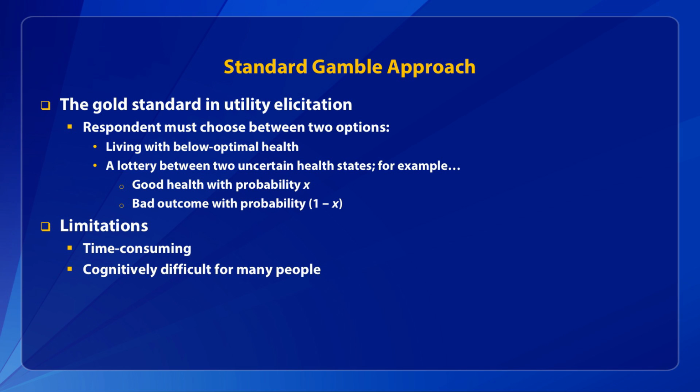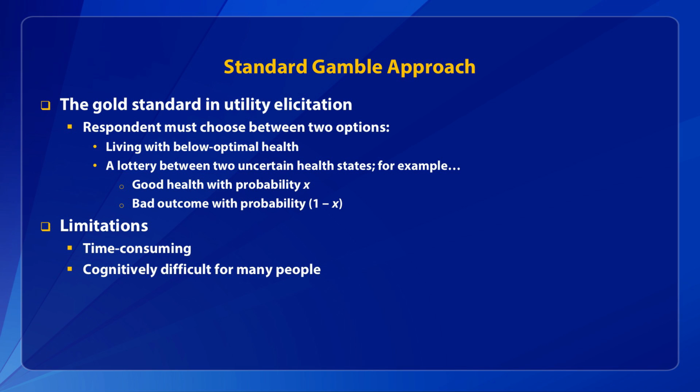The standard gamble approach is based on the conceptual framework for examining decisions under uncertainty. The respondent is given a choice between a less than optimal health state, for example, having a body mass index above 35, and a lottery between two uncertain health states. The two uncertain health states are often perfect health and death and can be valued as 1 and 0, respectively. They don't have to include perfect health and death. The only requirement is that the certain health state be in between the two outcomes associated with the gamble.